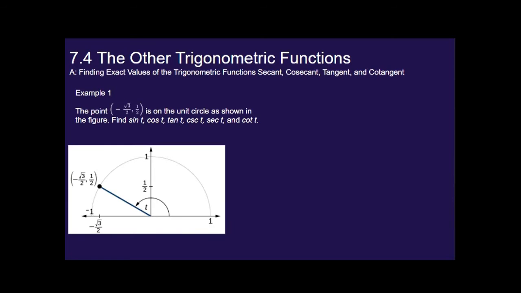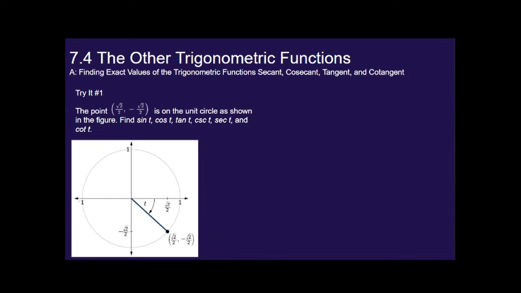Okay, you're going to go ahead and try this. The point √2/2, -√2/2 is on the unit circle as shown in the figure. Find sine, cosine, tangent, cosecant, secant, and cotangent of t. Go ahead and pause the video, work through each of these using your x and your y, and then come back and make sure you got it correct.